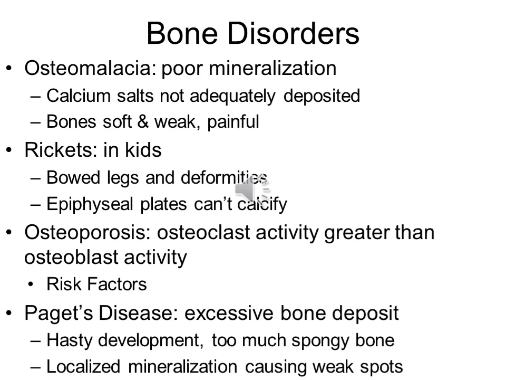Paget's disease is the excessive bone deposit. It's localized, so it could be haphazard bone deposit and resorption. Newly formed bone called Pagetic bone is hastily made with a high ratio of spongy bone to compact bone, along with reduced mineralization, causing spotty weakening. Sometimes you get decrease in osteoclast activity and osteoblasts continue. And typically, like I said, it's localized.